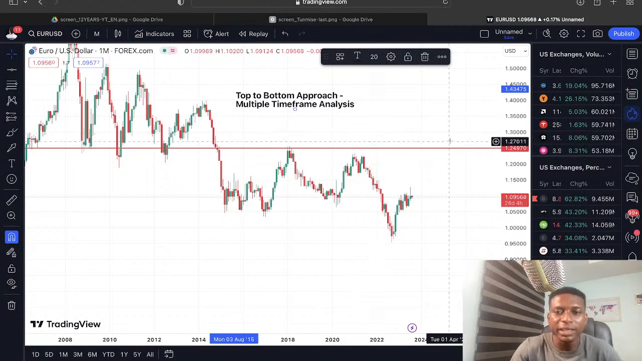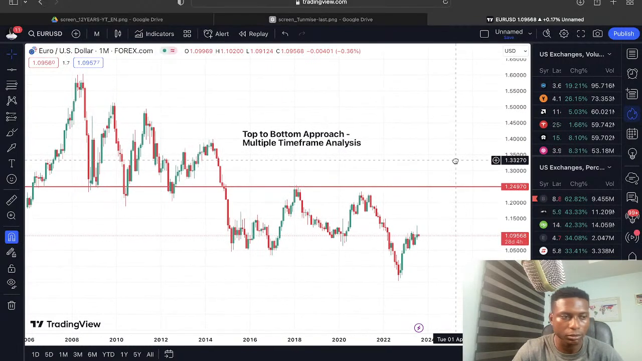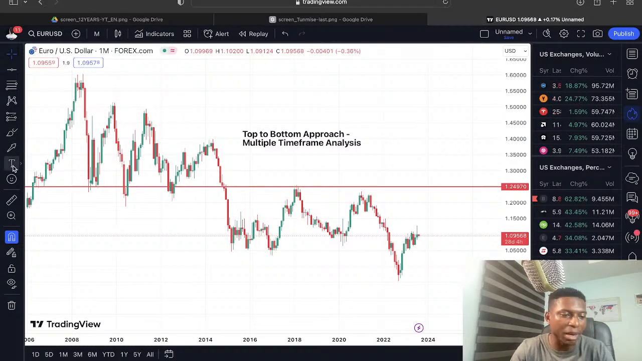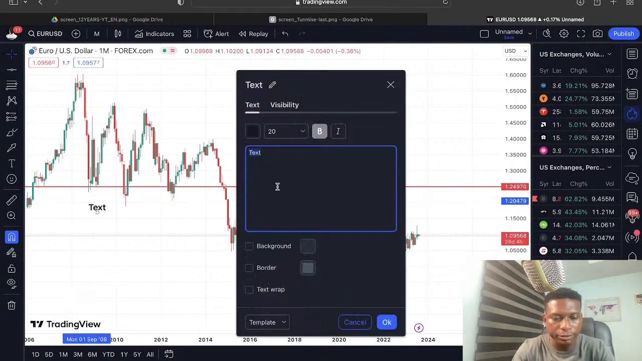Okay, so here is the monthly time frame. We're currently on the monthly time frame, and the first thing we need to do is map out levels of support and resistance, supply zones and demand zones. Okay, so here is our supply zone. You can also call it resistance zone.